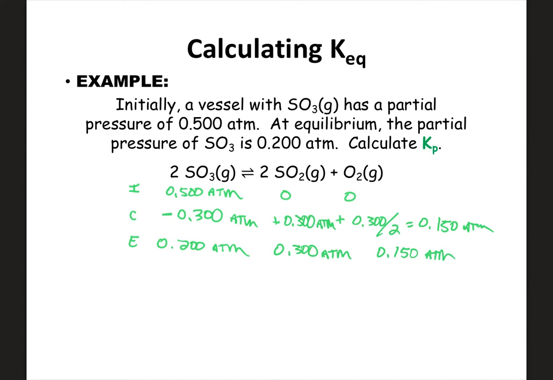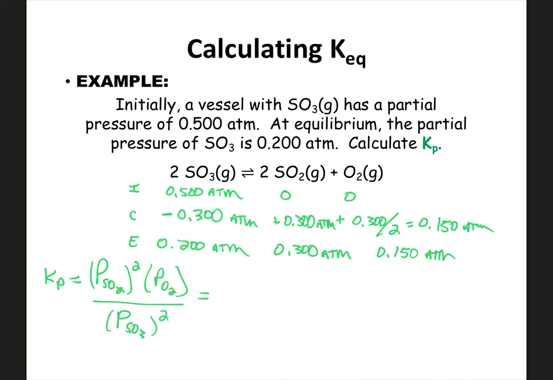So now I know all the pressures at equilibrium. Now I can plug in and solve here for the Kp. But I obviously have to write the Kp expression first. I know Kp is going to be equal to the pressure of the SO2 squared times the pressure here of the O2. Again, products over reactants, all over the pressure of the SO3, and that's going to be squared as well here.